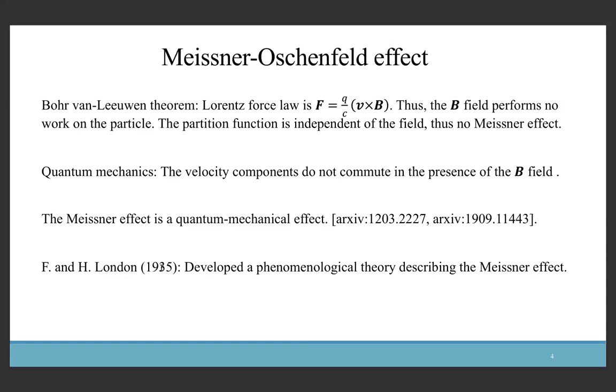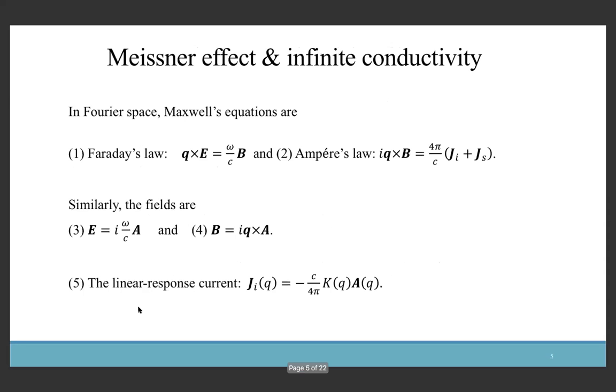So in the 1930s, the London brothers developed a phenomenological theory describing the Meissner effect, but a microscopic interpretation still had to wait for some time. So I now want to show what the most general conditions are for having a Meissner effect and infinite electrical conductivity.